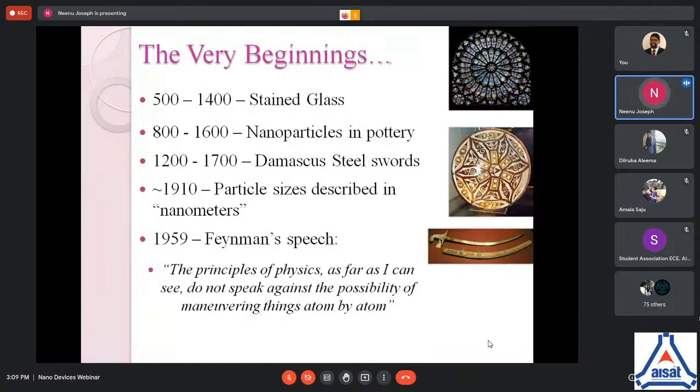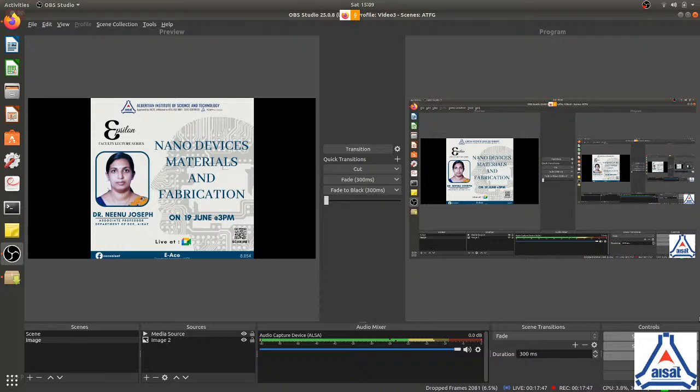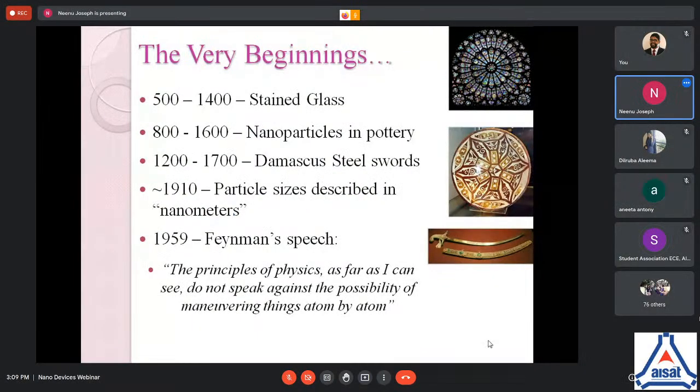We can go through the history of nanodevices or nanotechnology. From the very beginning, in the years 500 to 1400, stained glass was used. And coming to the years 800 to 1600, nanoparticles in pottery. And 1200 to 1700, Damascus steel swords. The pictures are given in the slide.